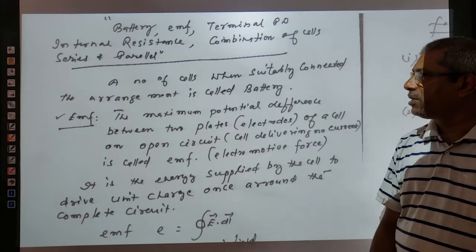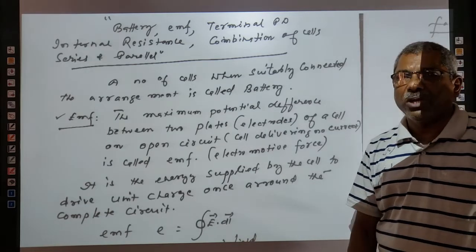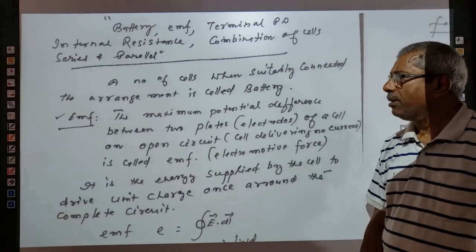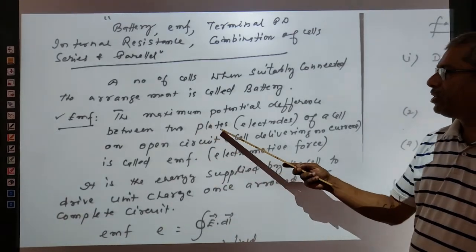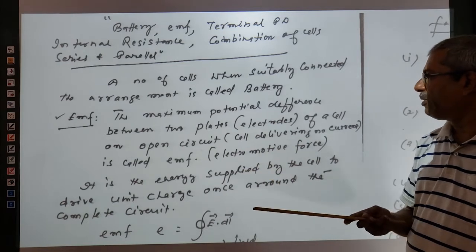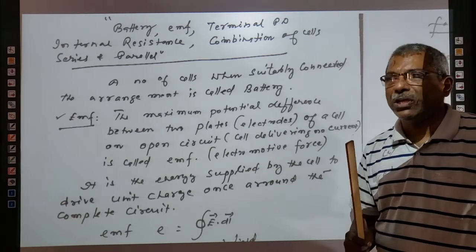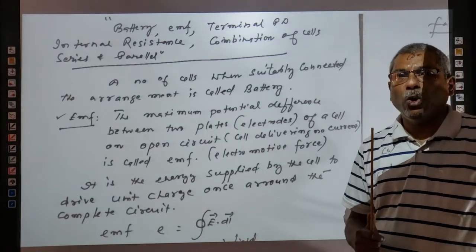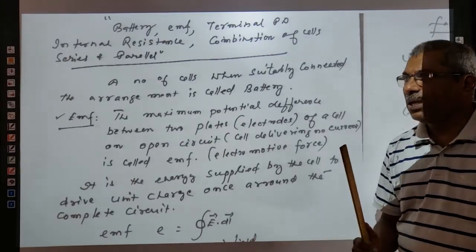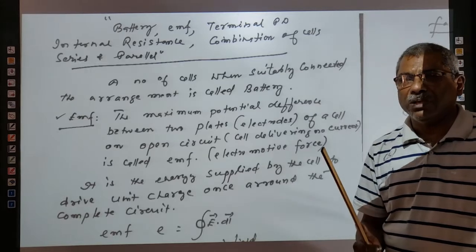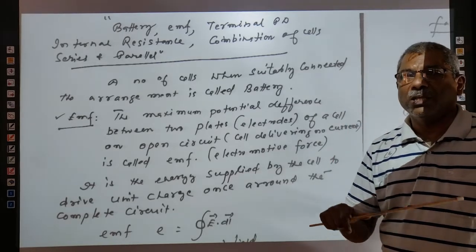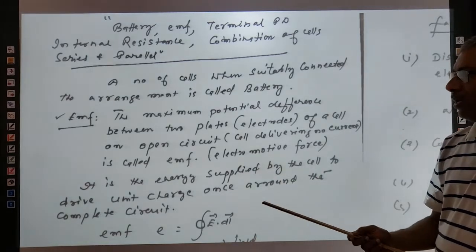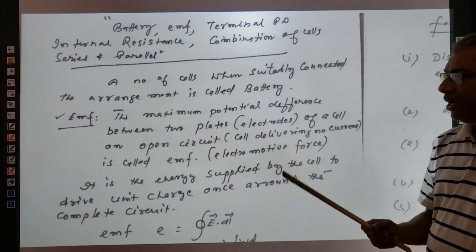EMF of a battery is the maximum potential difference between the two terminals of the battery. Two terminals of the battery means the two electrodes of the battery when the cell is in the open circuit. Cell in the open circuit means when no current is drawn from the cell, that is, through an external load, current is not made to flow. It is called EMF of a cell.